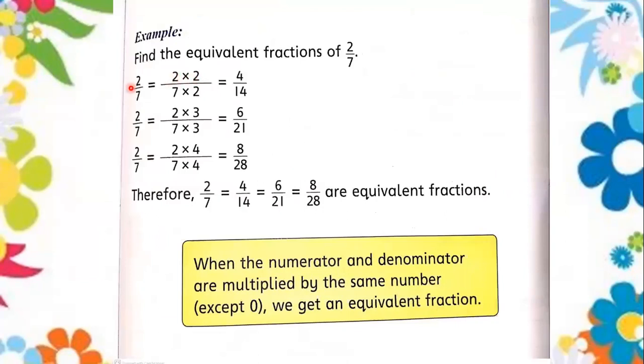You can see in this example, find the equivalent fraction of 2 upon 7. Here we have multiplied 2 upon 7 by 2. We get the answer 4 upon 14. Now this shape, 2 upon 7, has been divided into 14 equal parts, out of which 4 parts are shaded. So that's why 2 upon 7 is equal to 4 upon 14. In the same way, if we multiply 2 upon 7 by 3, we get the answer 6 upon 21.